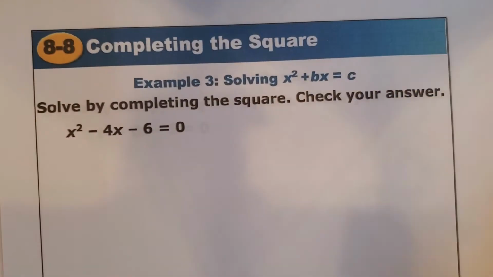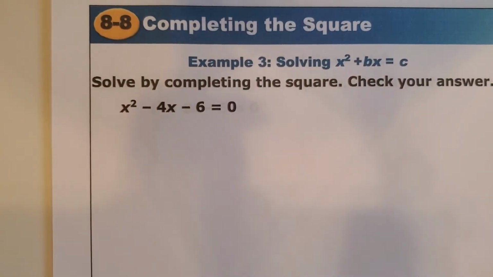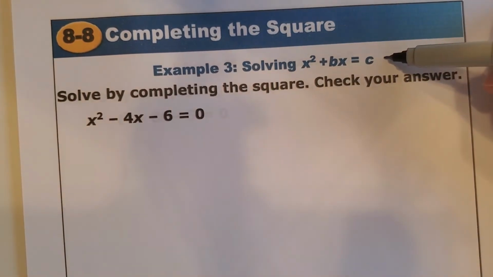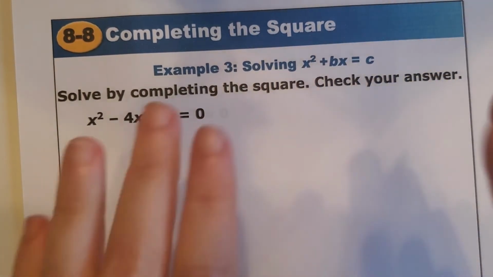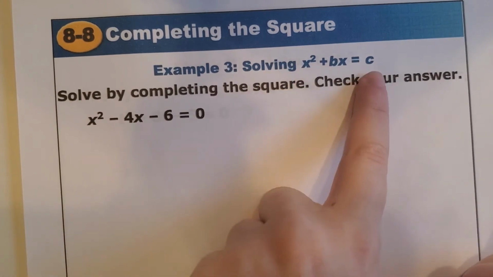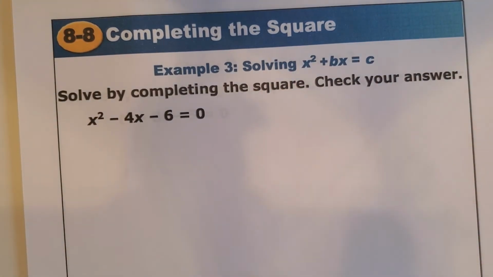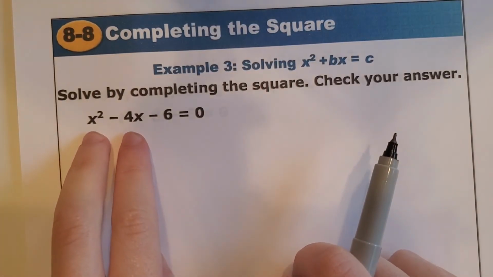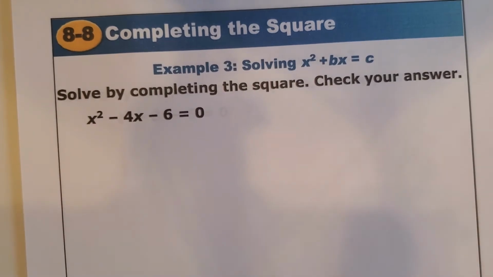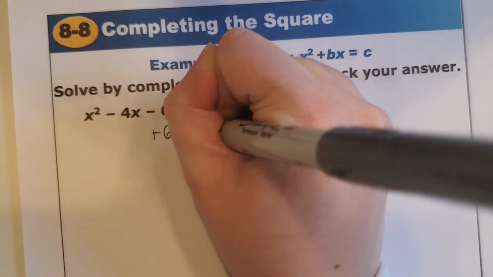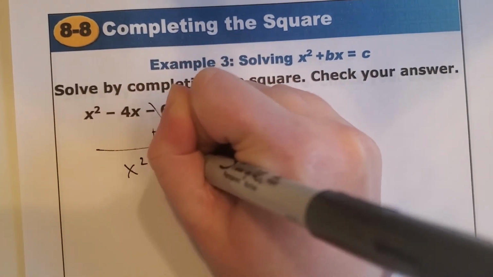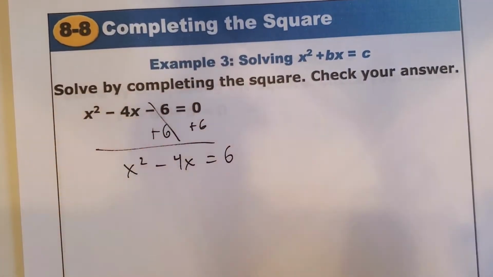All right. Here's the thing with this one. It's not in the format that we want. We want x squared plus bx equals c. We want all the variables on the left and all the numbers on the right. So we have to do a little bit of manipulation before we can start. We do have both the variables on the same side. We just want the 6 over to the right. So it's pretty easy. We just add 6 to both sides. You get x squared minus 4x equals 6.